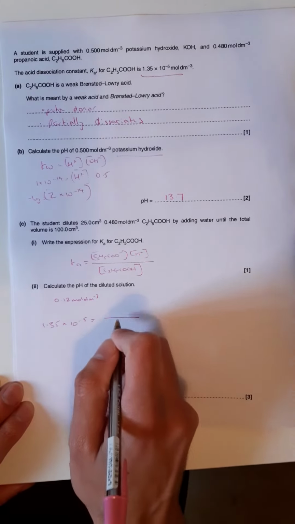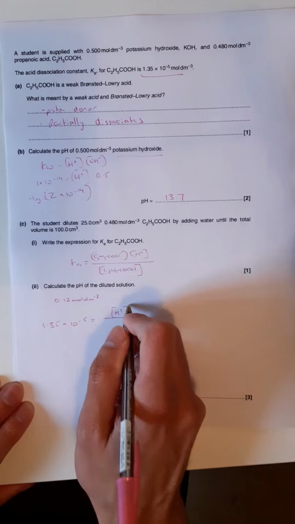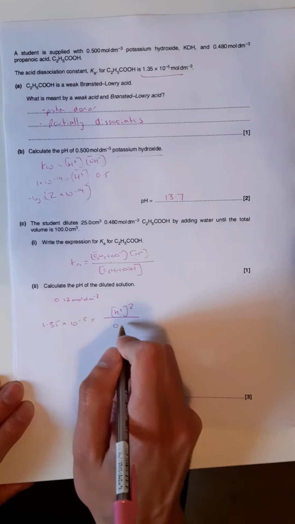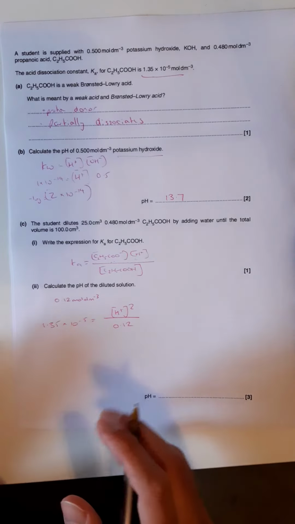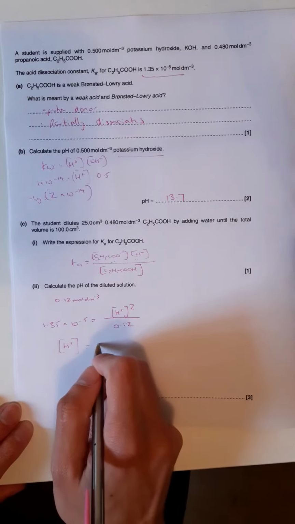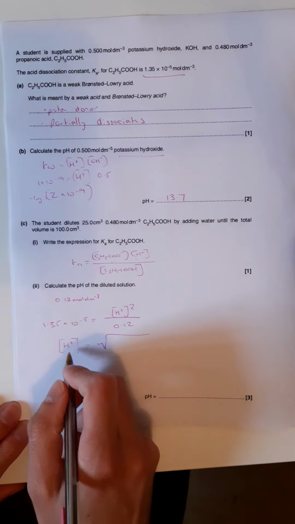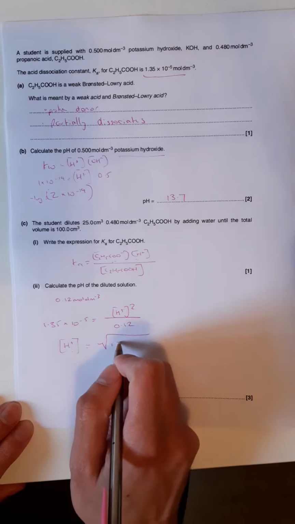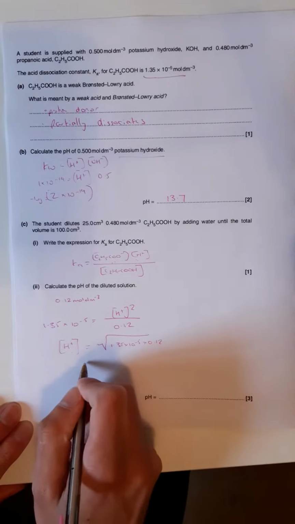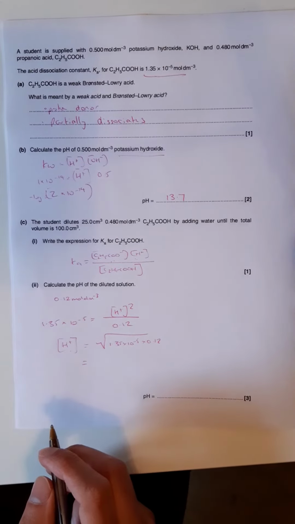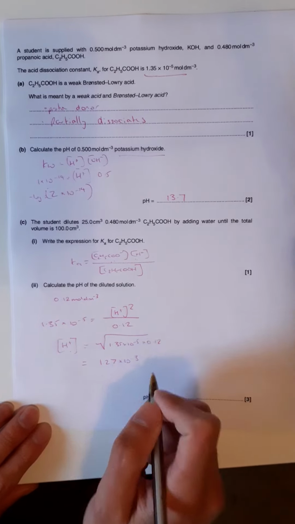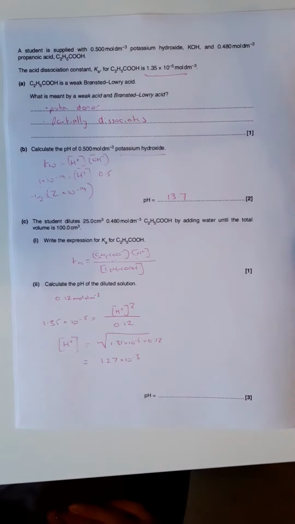5. It's going to be H plus squared, because both these are the same, over 0.12. So rearranging this, I'm going to get the concentration of H plus equals the square root, because I had it squared, now I don't, of 1.35 times 10 to the minus 5 times 0.12. And that is going to give me a concentration of 1.27 times 10 to the minus 3 for the concentration of the H plus ions.